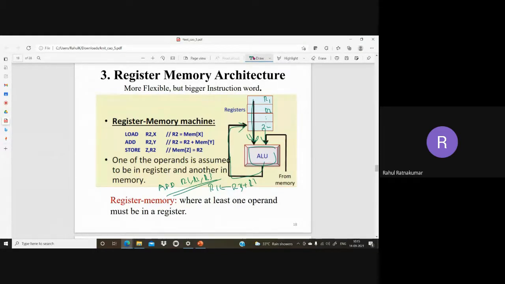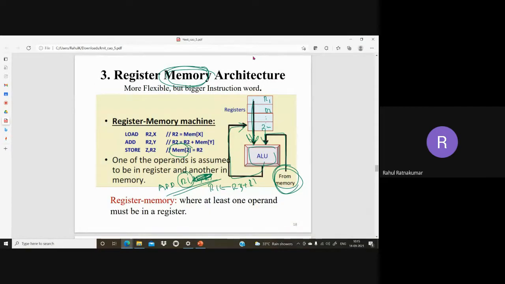This is not register memory architecture because one operand is coming from a register and the other is coming from memory. That is why it is called a register memory operation. Sorry, I'm sorry for that. Because we can see one operand is coming from the memory, another is coming from the register. Okay, and the result is also going to memory. No, this is also going to a register. Yeah, it's going to R2. The result is going back to some register.